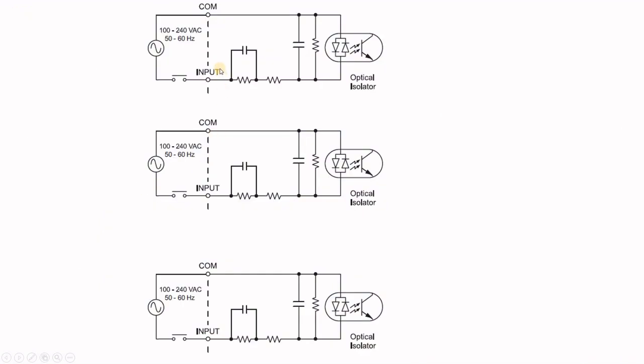If you look at the isolated channels, this is channel 1, channel 2, channel 3. Theoretically, you can look at them as completely separate circuits, meaning I can have for the first one 100 volt AC, and the second one, I can have 200 volt AC as well.